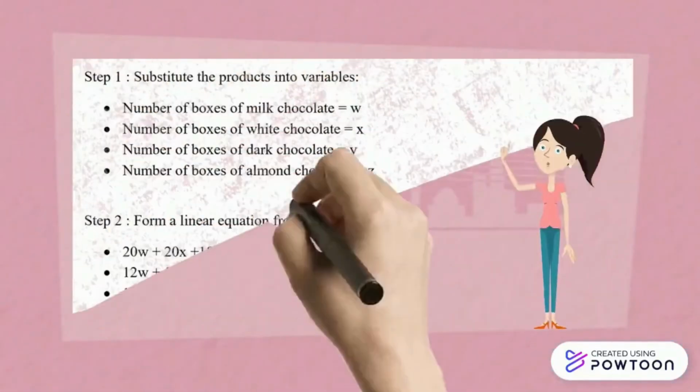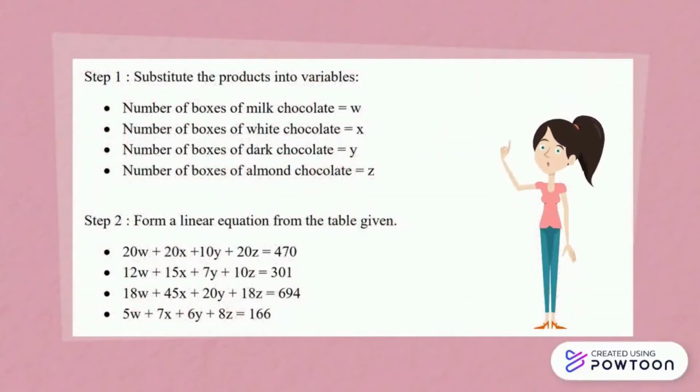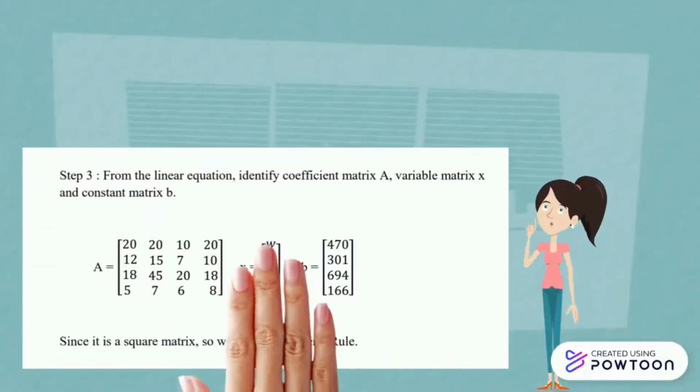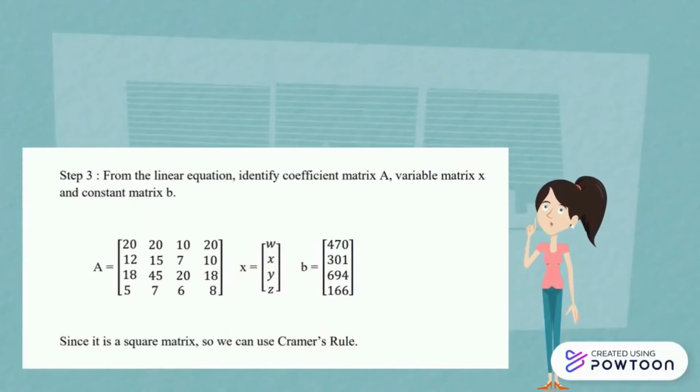Now I will go through the steps to solve the problem. The first step is we need to substitute the products with variables. Let W, X, Y, and Z represent milk chocolate, white chocolate, dark chocolate, and almond chocolate, and form a linear equation from the table given, as shown in the slide. For the third step, from the linear equations, we need to identify coefficient matrix A, variable matrix X, and constant matrix B, and we will get the matrices as shown in the slide. Since the matrix is a square matrix, which is 4 by 4, we can use Cramer's rule.